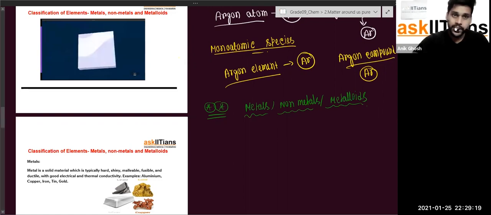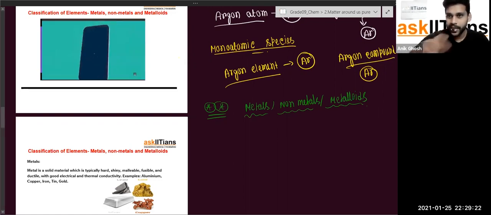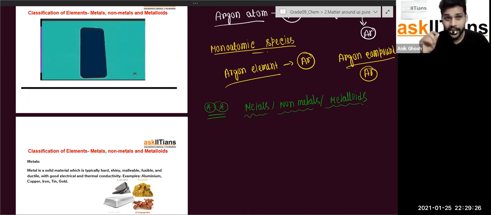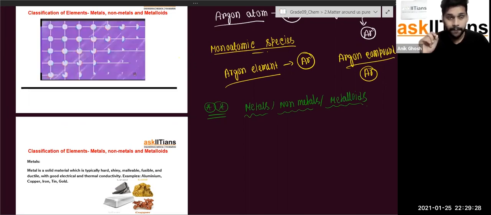So this is what luster is. You can see their shiny appearance. Your smartphone is a little bit shiny, isn't it? From the back. That is called metallic luster.